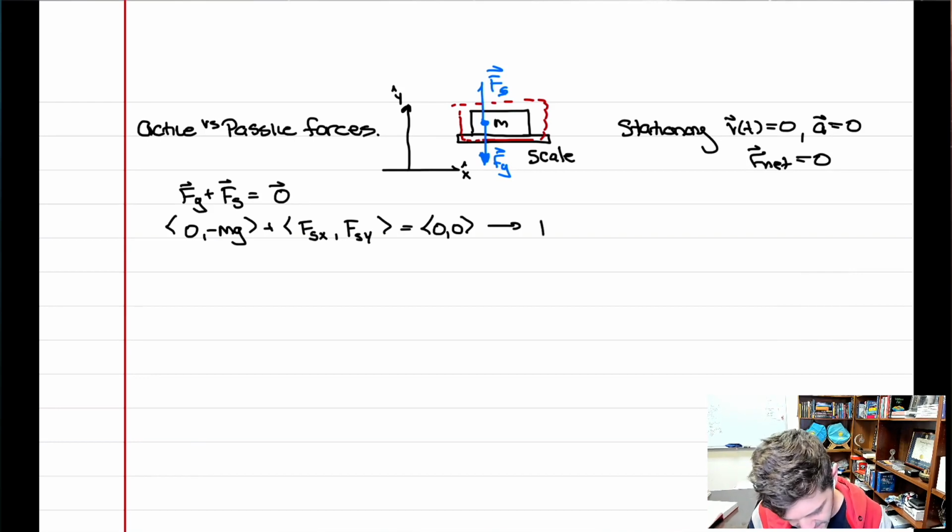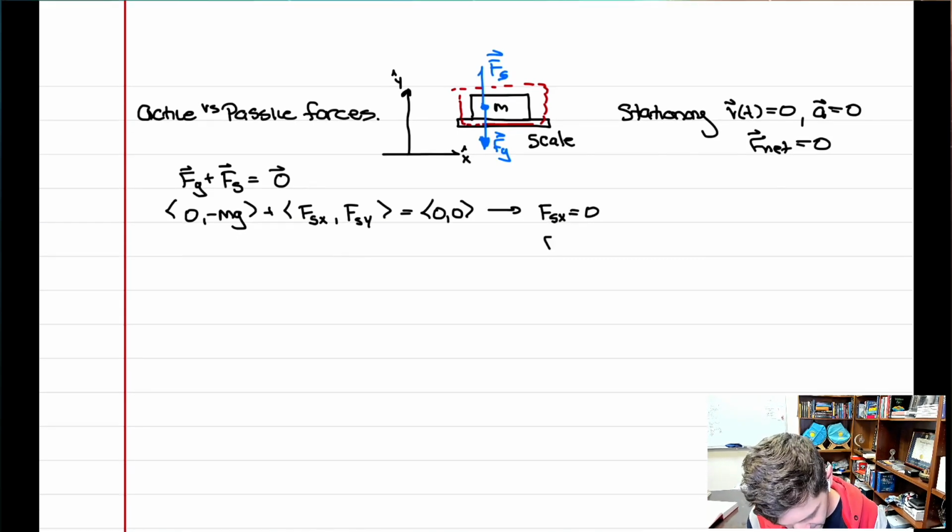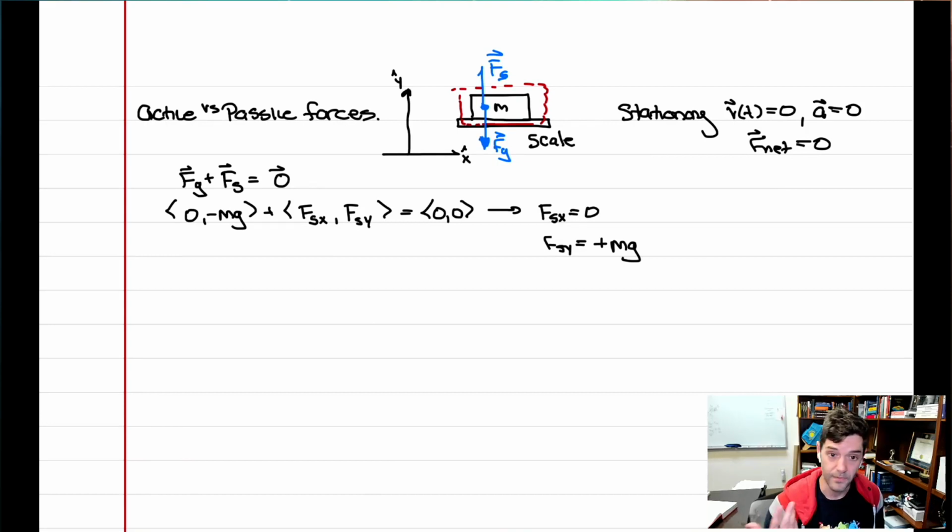Then you can solve, and it says, okay, yes, the x component better be 0 if these equations are being satisfied, and the y component better be positive mg, so that it points upward. Again, not too surprising, but the scale has adjusted itself to have this value to ensure, in this case, that the box doesn't keep going through the scale, establishing its stationary presence on the scale.